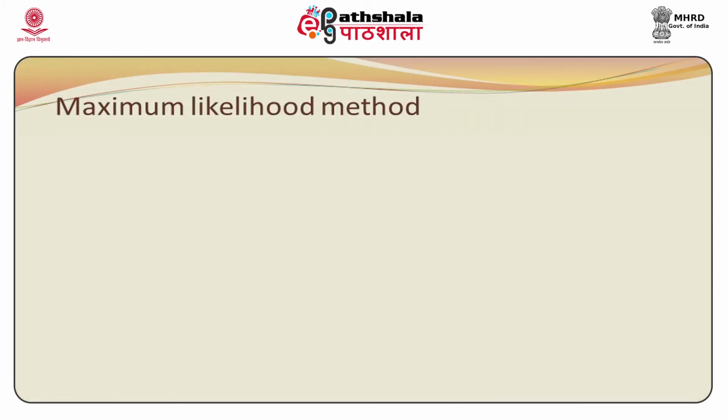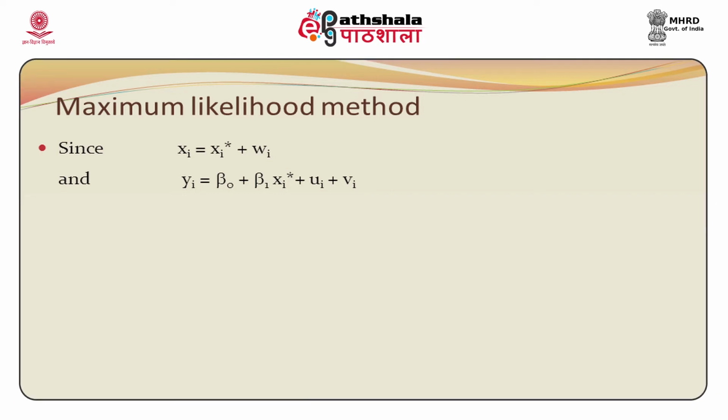Now, since we are using the maximum likelihood estimator, we need to make certain distributional assumptions on the errors. Let us assume that the ui's are iid normal 0, sigma u square, the vi's are iid normal 0, sigma v square, and the wi's are iid normal 0, sigma w square. We will also assume that xi star itself is stochastic. Of course, if it is non-stochastic, we can always take it out, but let us take the more general case of xi star being stochastic, and we will assume that xi star is also normal, with a mean mu and variance sigma x star square. And we will assume that ui, vi, wi and xi star are all independent of each other. So there is no correlation between the different errors and also no correlation with the explanatory variable.